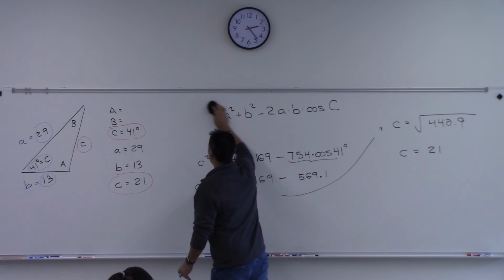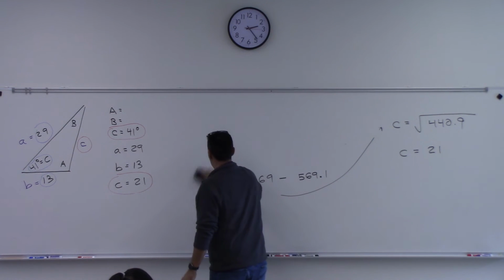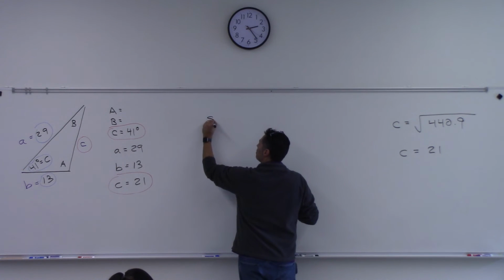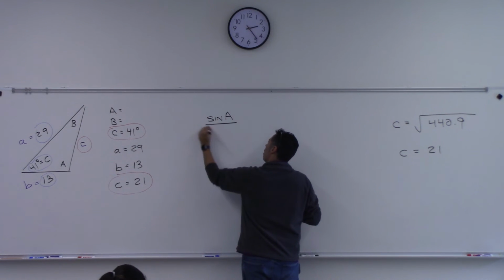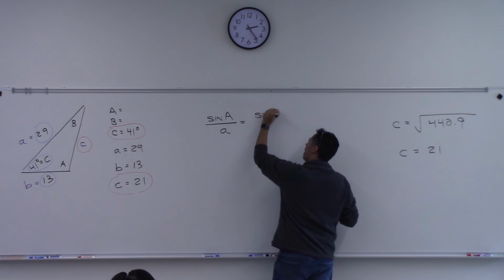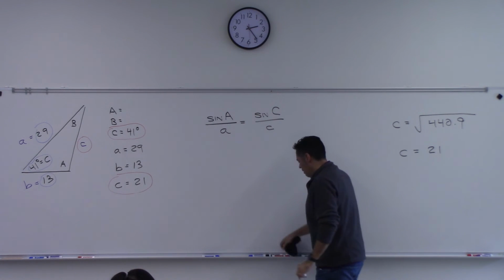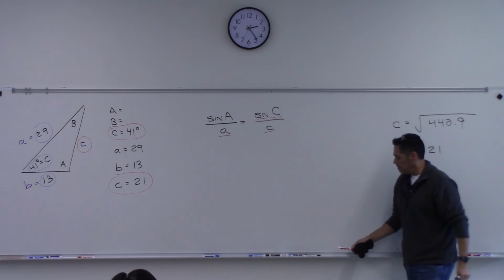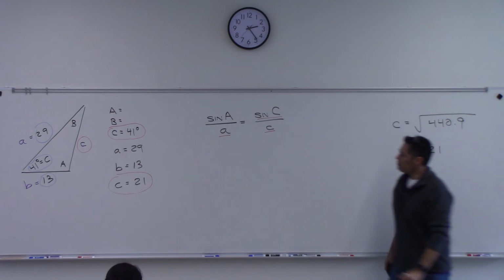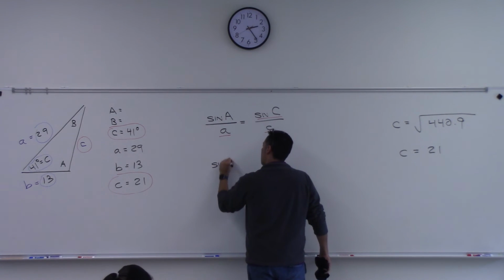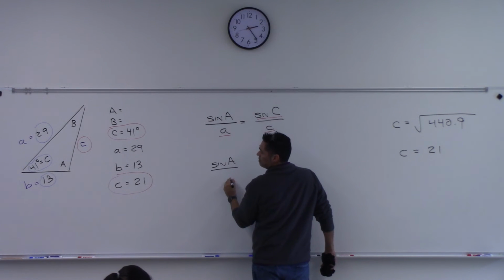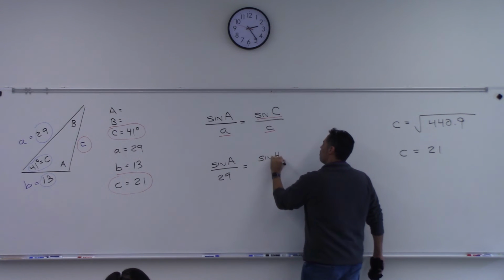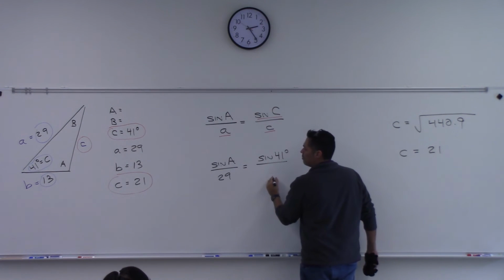And what do you want to go after first, capital A or capital B? It doesn't matter. You want to go capital A? Okay, so if I'm solving for capital A, what I'm going to do is put sine of capital A over little a, and then I'm going to be setting that equal to sine of capital C over little c. Because again, I know what that is, I know what that is, I know what that is, right? I have all that information in red. So sine of capital A over little a, which was 29, equals sine of capital C, so sine of 41 degrees, over little c, which is 21.